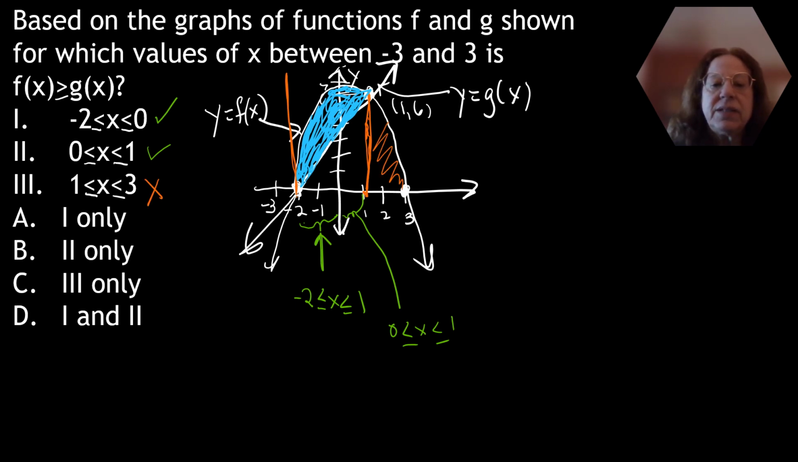And look at the third one, between 1 and 3, that graph is below the line y equals g of x. So that's not true. So the answer is D.